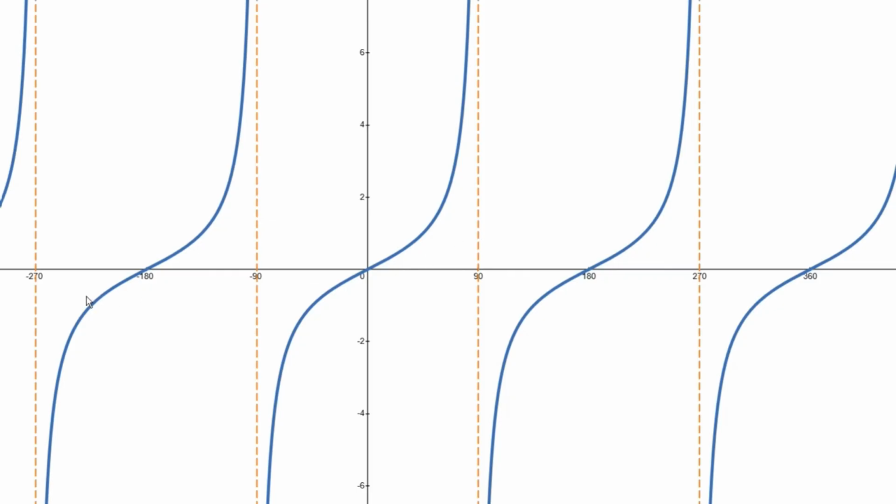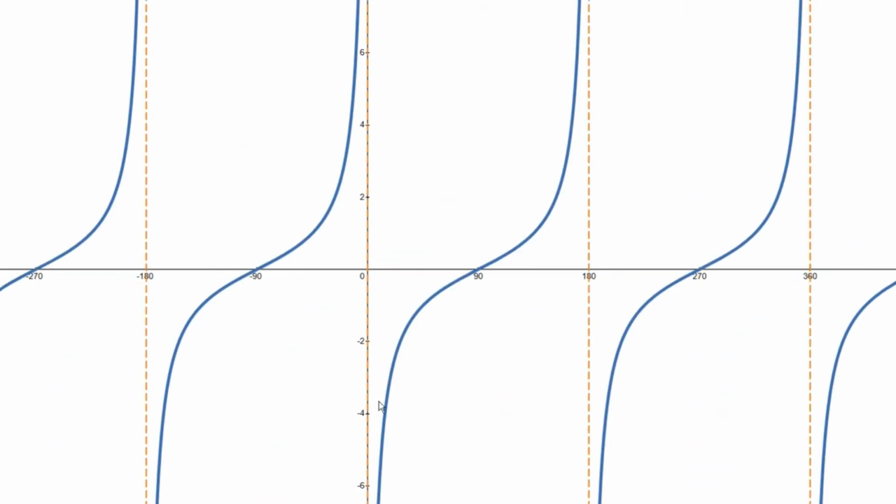And what you'll notice is we have asymptotes at x equals minus 270, minus 90, 90, 270, etc. Now, if we have x minus 90 in a bracket, we need to shift everything over to the right by 90 degrees. And in doing so, the asymptotes will also shift by 90 degrees. So here, the new asymptotes are at minus 180, 0, 180, 360.